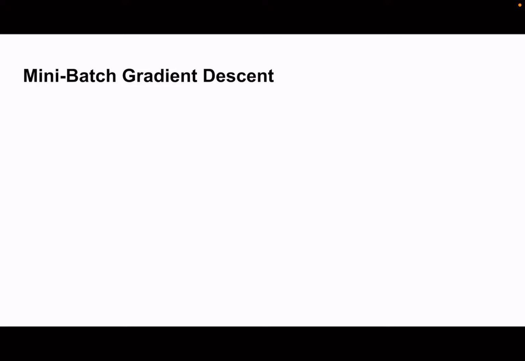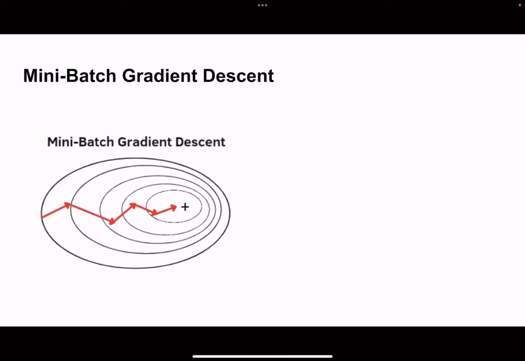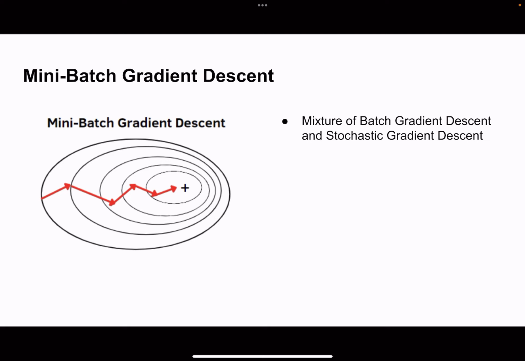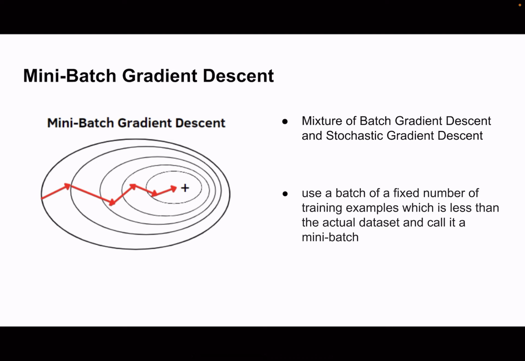Lastly, there is mini-batch gradient descent. People call mini-batch gradient descent batch gradient descent, but there are clear differences. MGD, mini-batch gradient descent, is a mixture of batch gradient descent and stochastic gradient descent. It uses a batch of a fixed number of training examples which is less than the actual dataset and calls it a mini-batch. The following picture shows how mini-batch gradient descent proceeds.